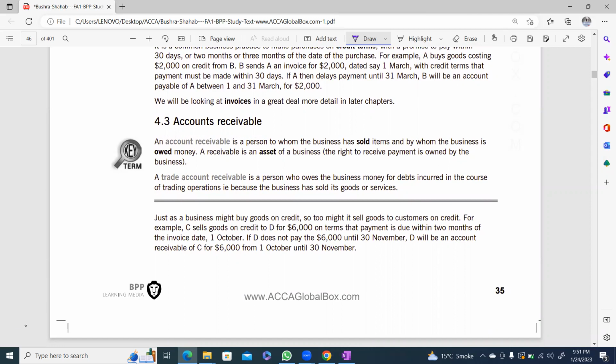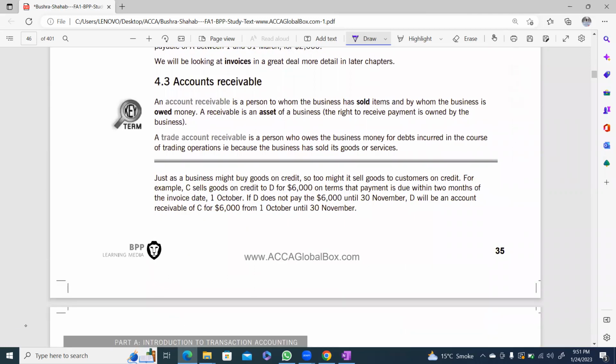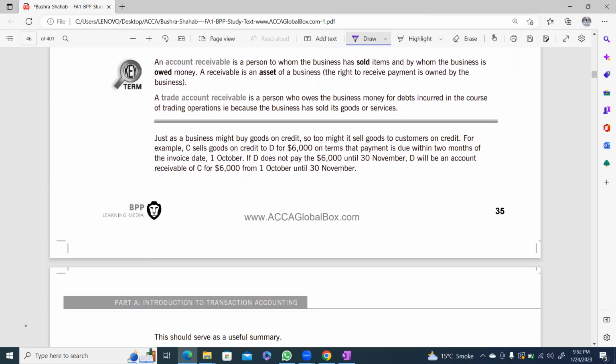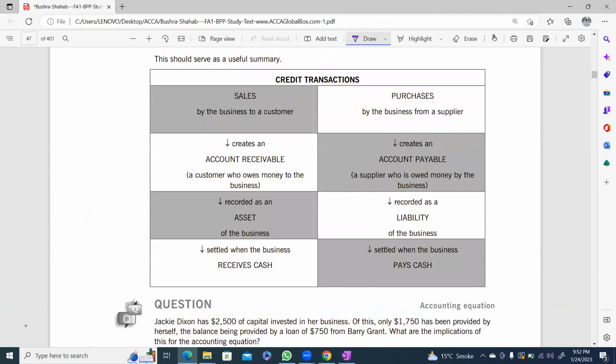Account receivable is a current asset, and trade account receivable is a current asset, and you have to receive the money from the customer. Account receivable is a credit customer to whom you have sold the goods on credit and you need to receive the money from them. This is a current asset. I want you to just go through this table once.